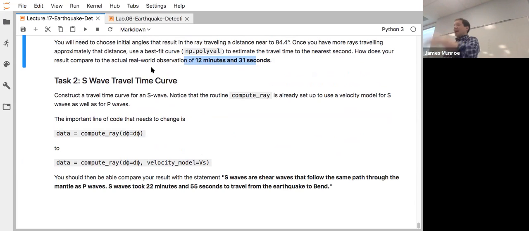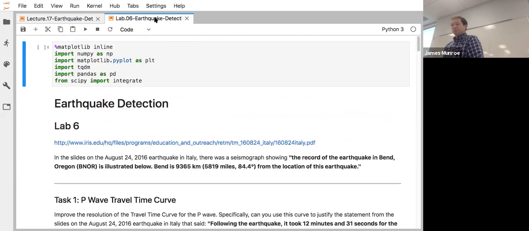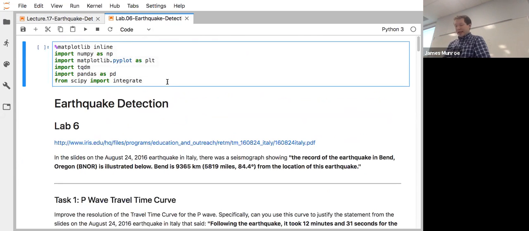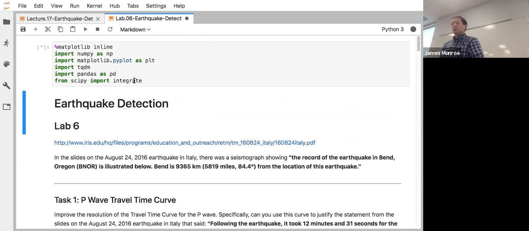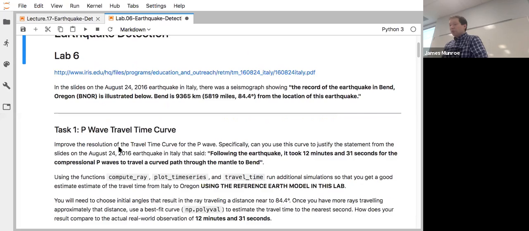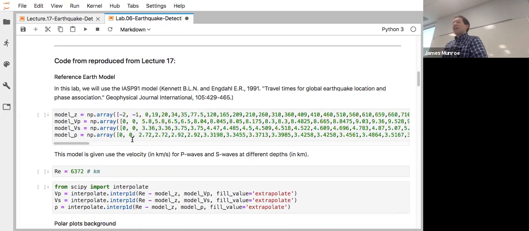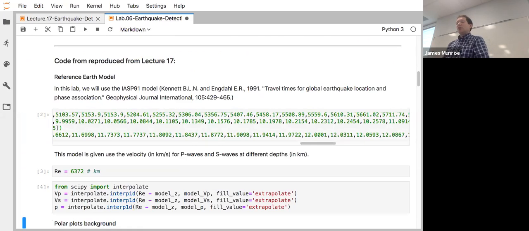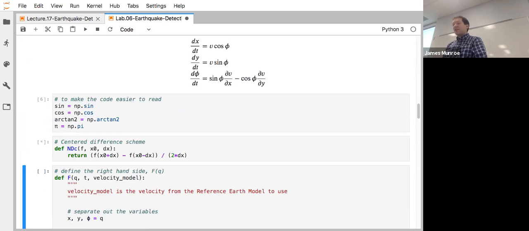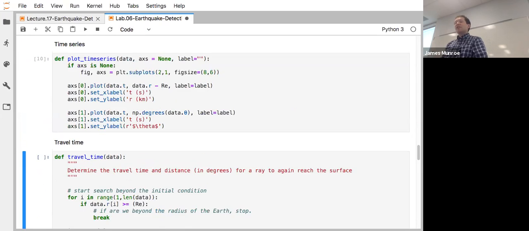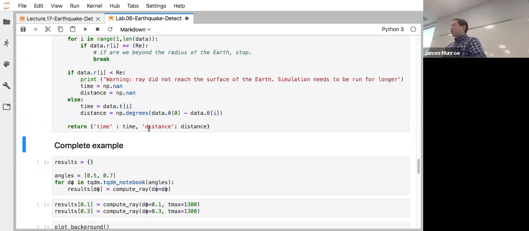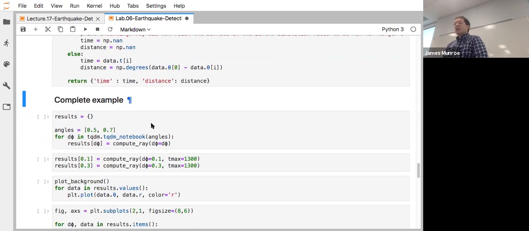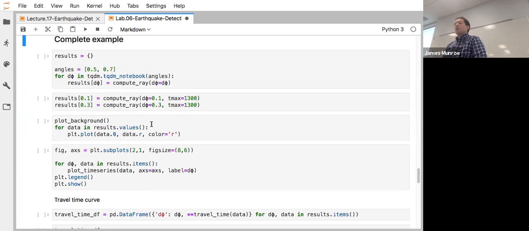For the lab itself, if you switch over to the lab, what I've done is I've taken the libraries we need, repeated the question, and then just taken the code from this lecture. The reference Earth model, the interpolation functions, the ray tracing equations, the solvers, the time series, and the example. That's all the code. And here is the complete example of what we were doing.